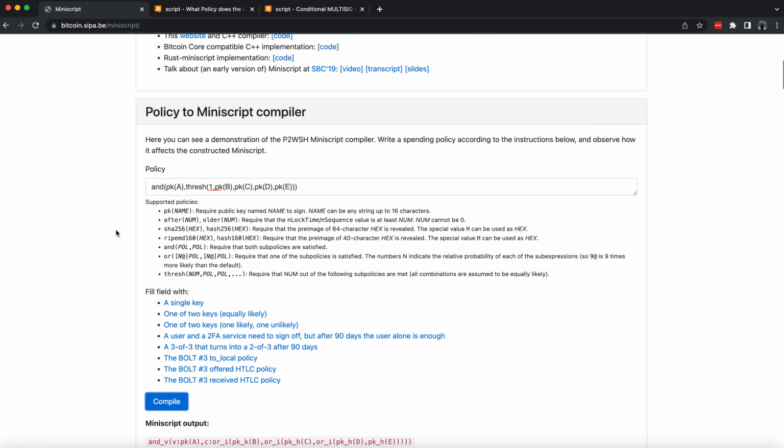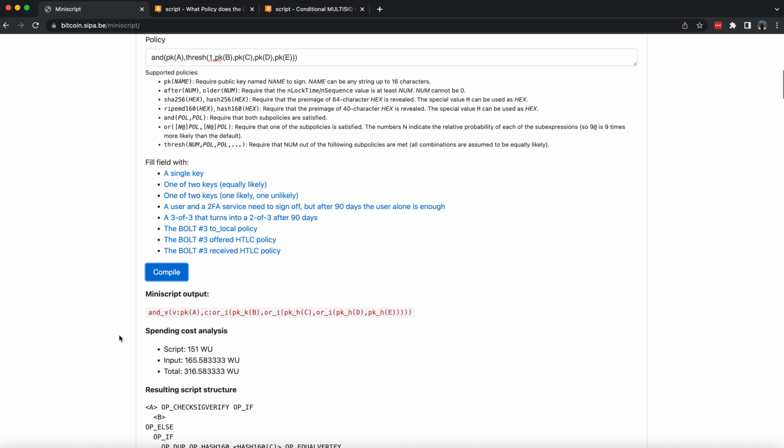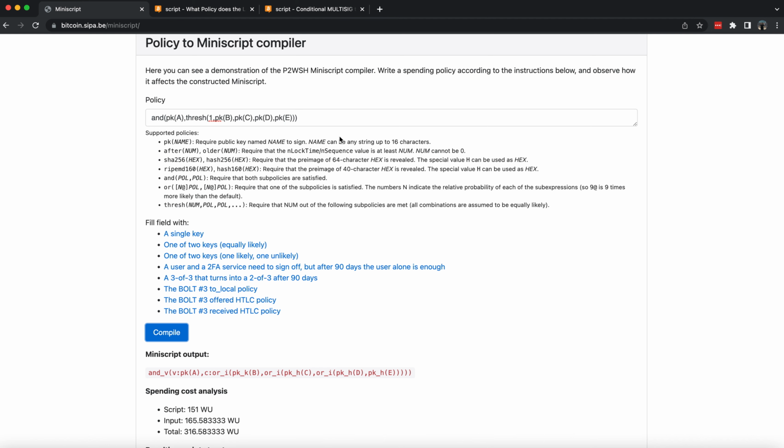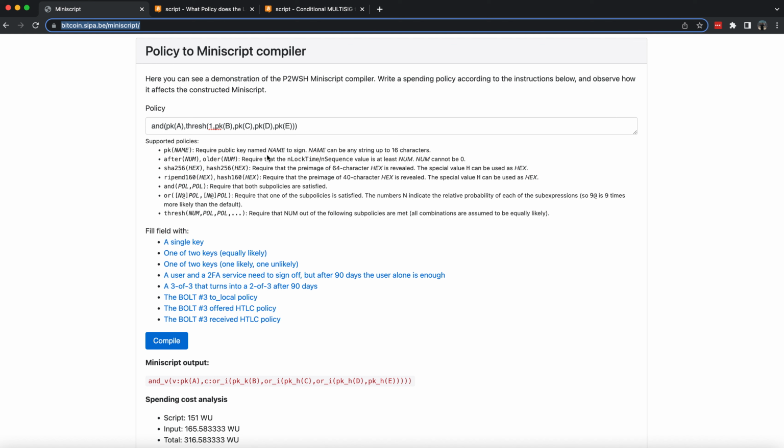So yeah, that is an introduction to policy, Miniscript, and script. It's a really nice, useful, easy to use tool on this bitcoin.zipper.be/Miniscript site that you can just play around with and think of all the different options and different combinations of ands and ors and thresholds and signatures or time locks and hash locks and things like this. So yeah, really cool resource, and a good first port of call for understanding what Miniscript and script are, and why people have been working on this project for a number of years.